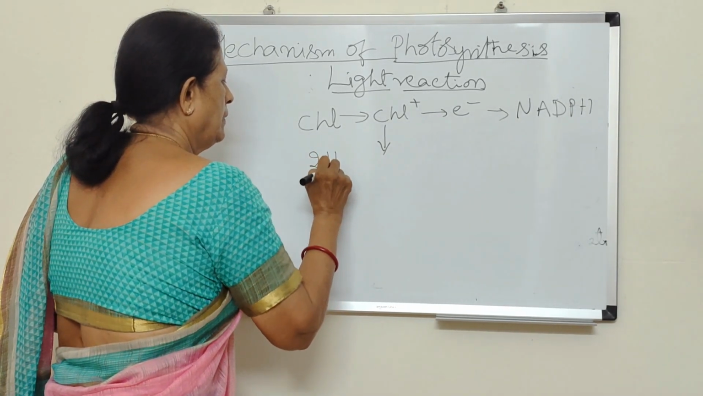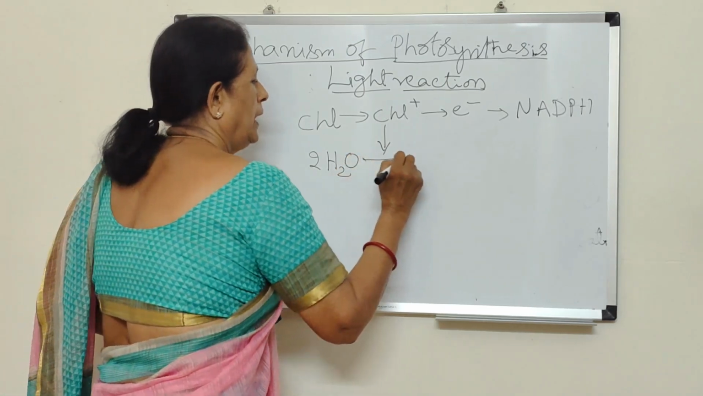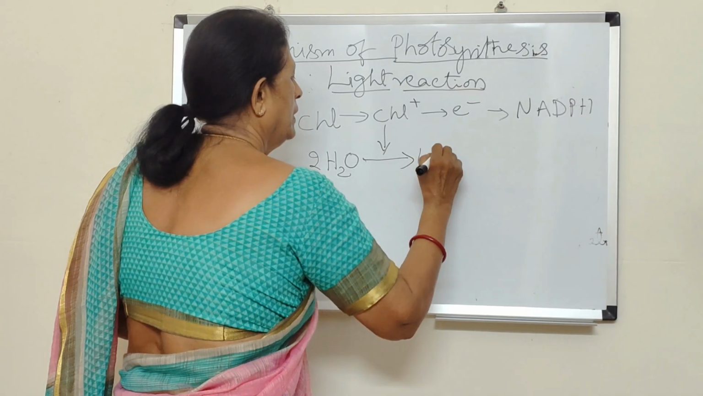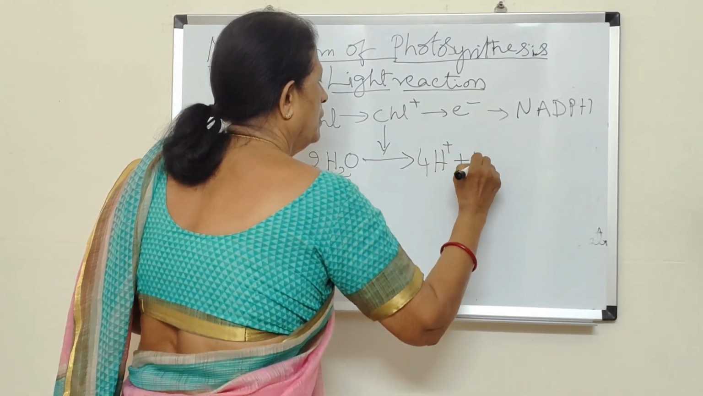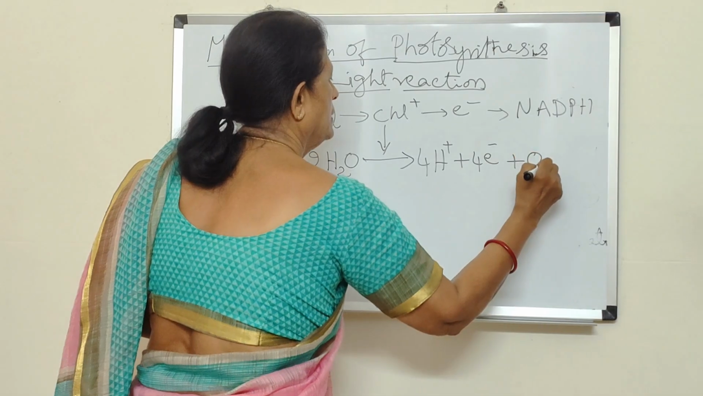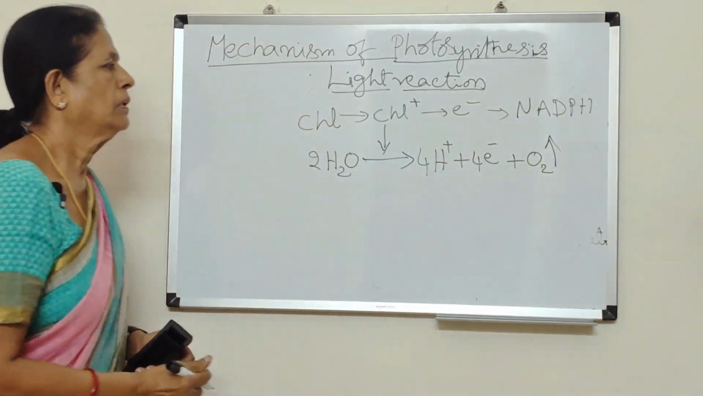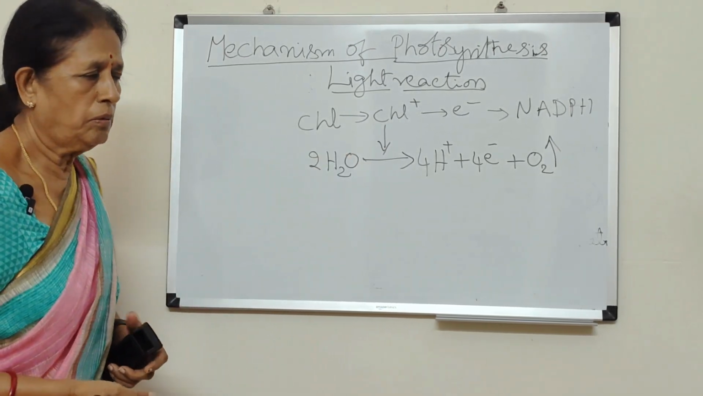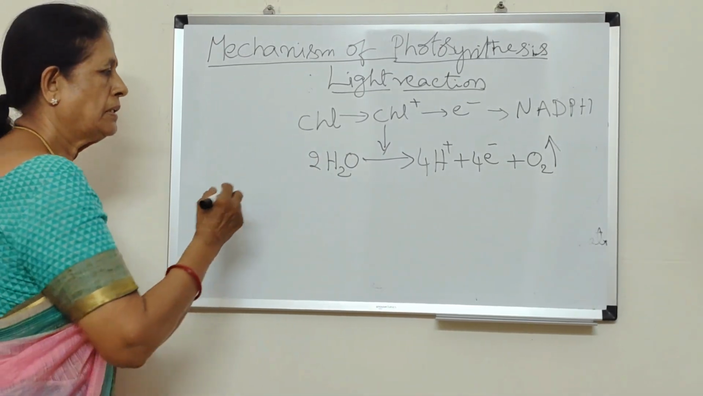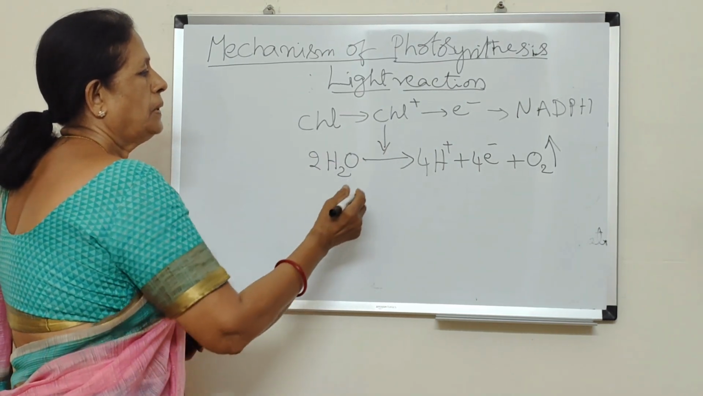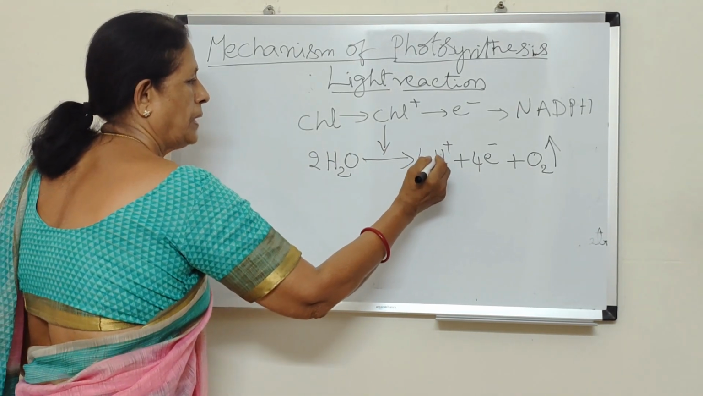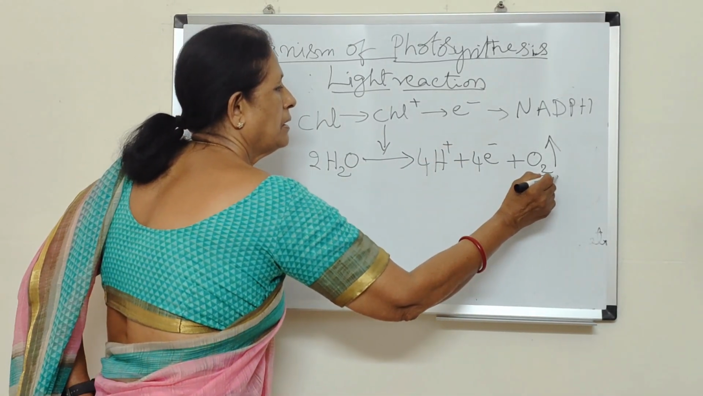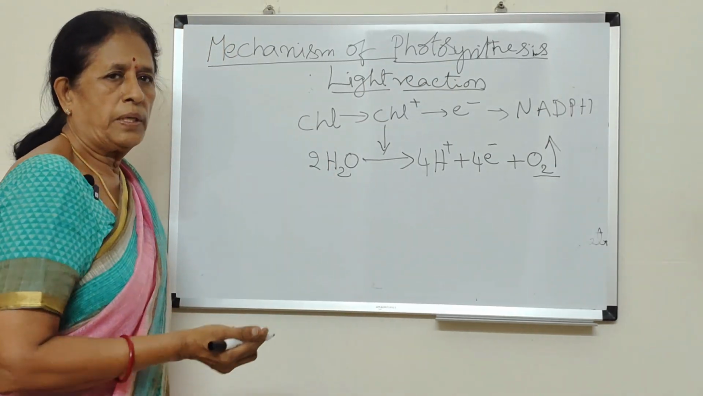So you can write the equation. Water, H2O, splits, breaking the water molecule into ions: 4H plus, 4 electrons and oxygen. So this oxidized chlorophyll molecule is splitting the water molecule. According to the equation, water is necessary. It is splitting the water molecule into ions, 4 hydrogen positive ions, 4 electrons and an oxygen molecule. This oxygen molecule is released into the atmosphere.